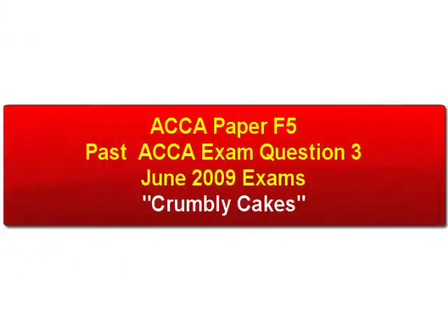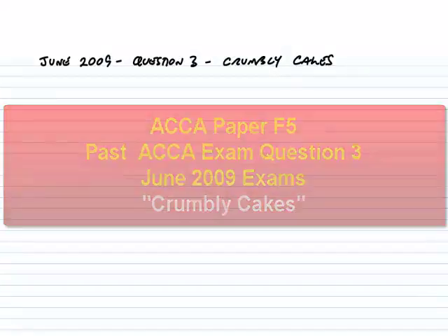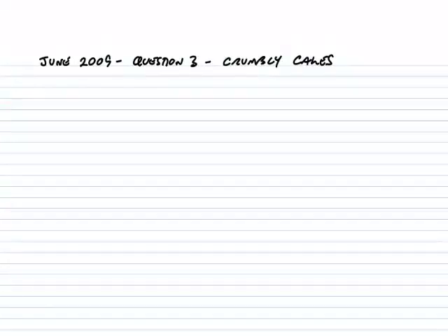Okay, here we're going to work through question 3 from the June 2009 paper F5 exam, which is Crumbly Cakes. So make sure you've got the question in front of you, either from a revision kit or downloaded from the ACCA website.